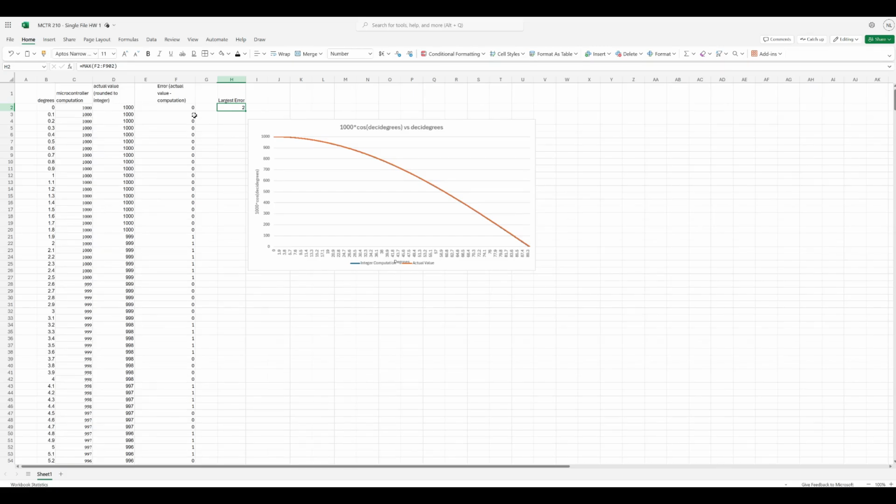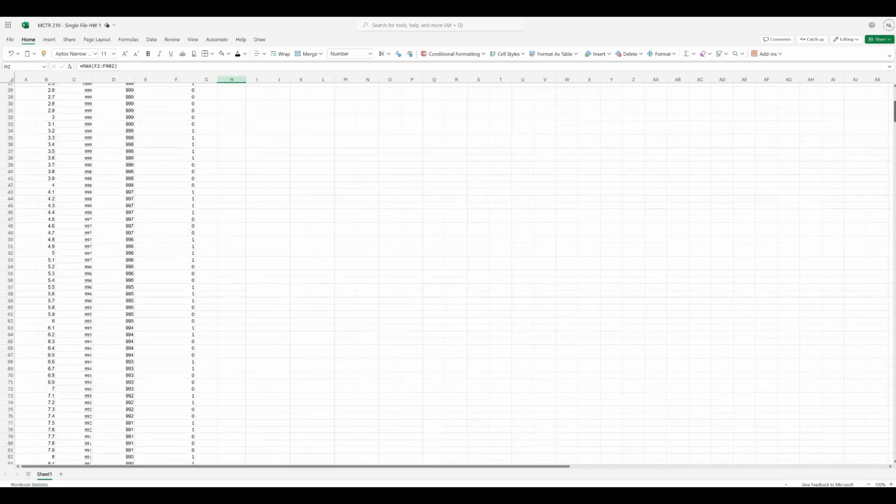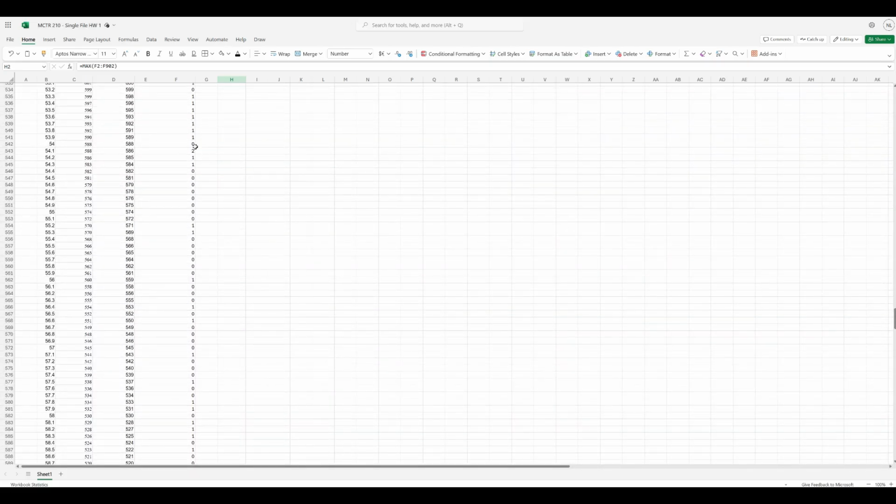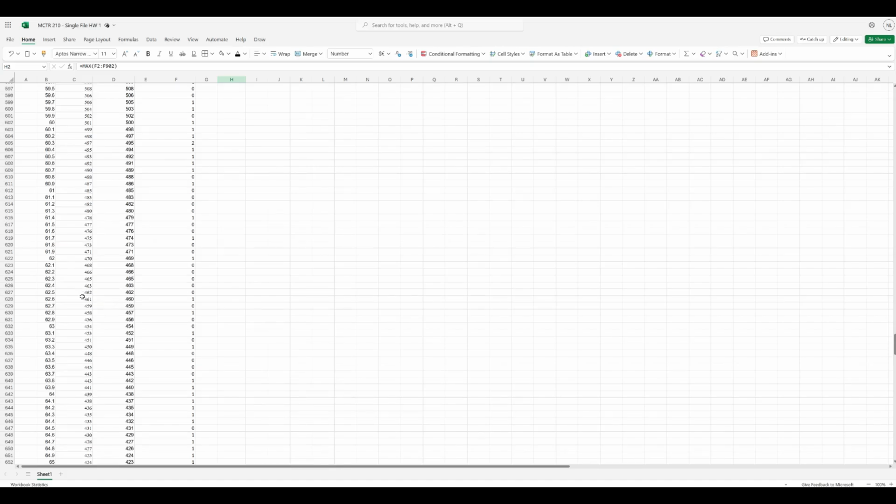When that code is ran on the microcontroller, you get a list of values. When compared to the value calculated by Excel, you can compare them through subtraction to find the integer error, which is mostly zeros and ones. At a couple of locations, you get an error of 2. This happens at 54.1 degrees and 60.3 degrees.